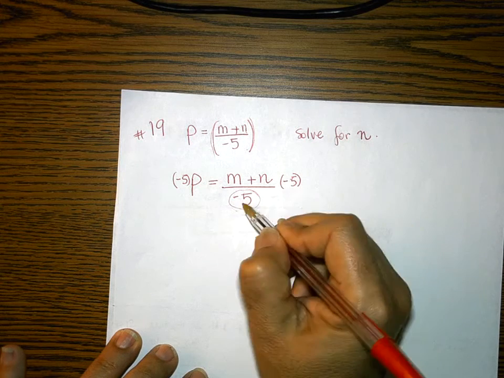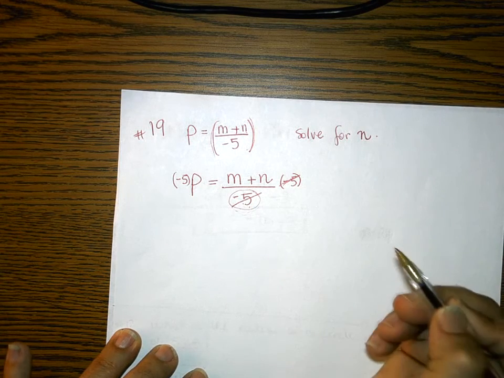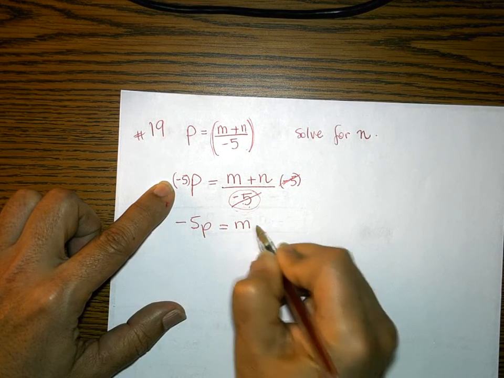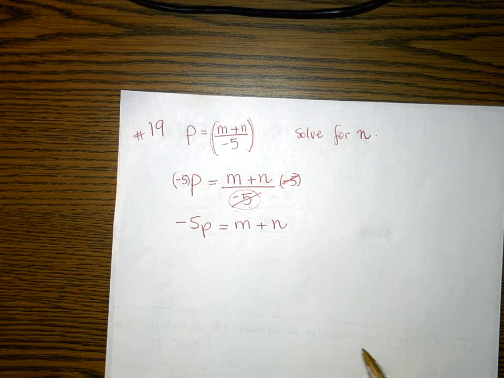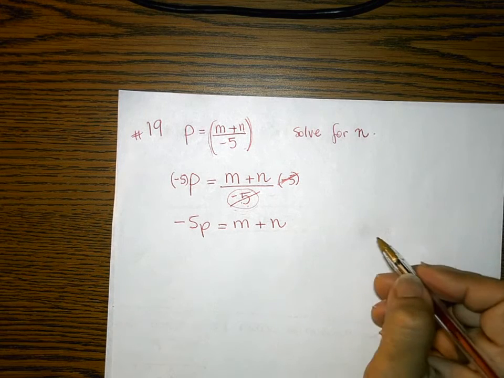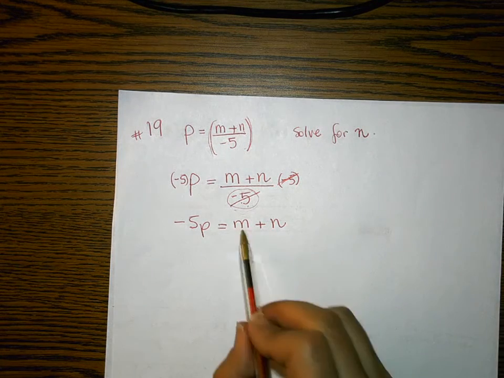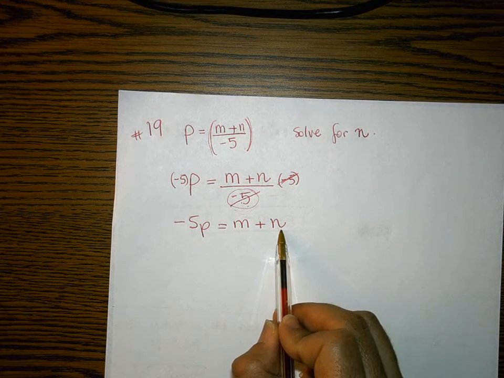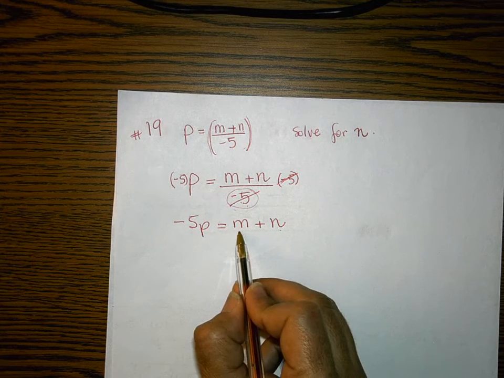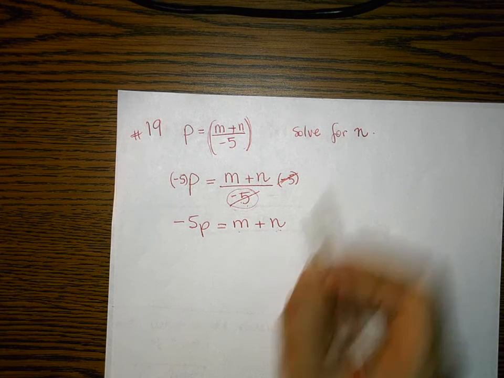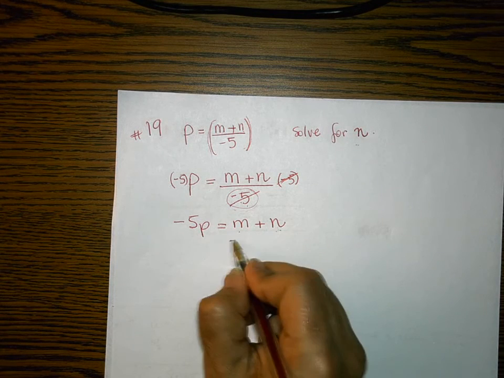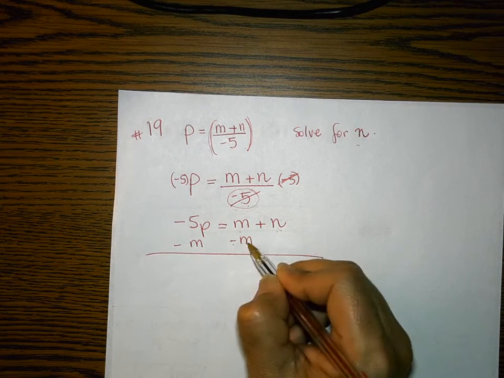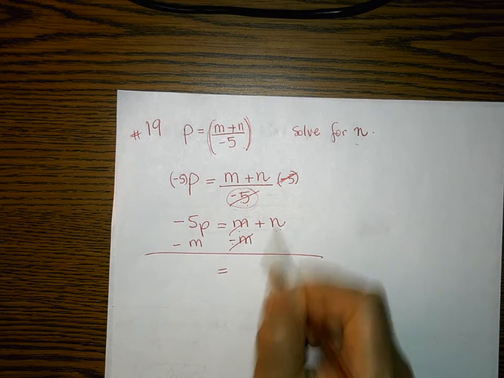Multiplying and dividing by the same number will undo each other. And over here we're going to end up with -5p equals m plus n. If you remember from second or third grade, addition is commutative. I can write m plus n, or I can write n plus m. It doesn't matter. I want m to go away and n to stay, because I want n to be isolated. So I'm going to subtract m on both sides. A positive m minus an m becomes 0, and my n is all by itself.